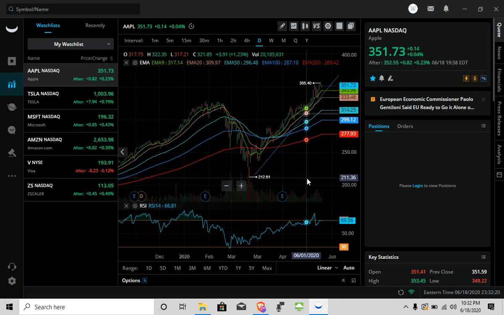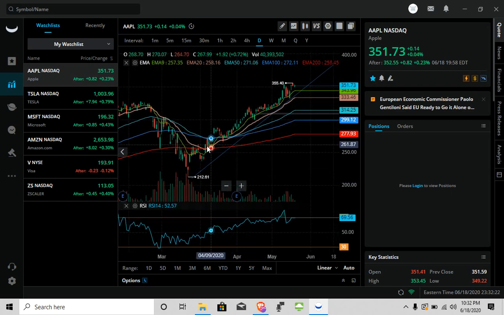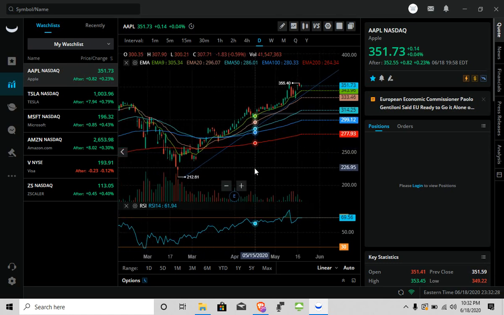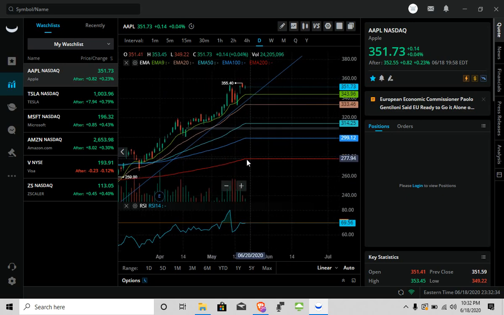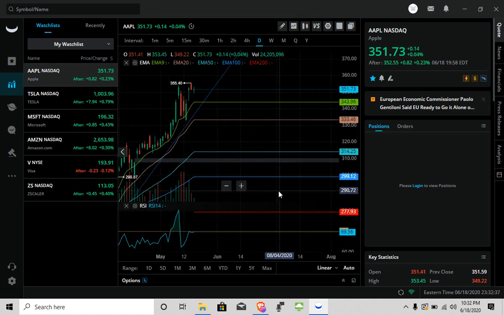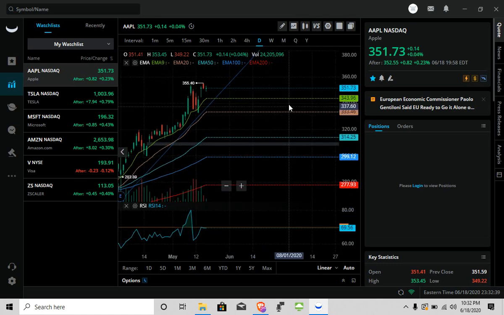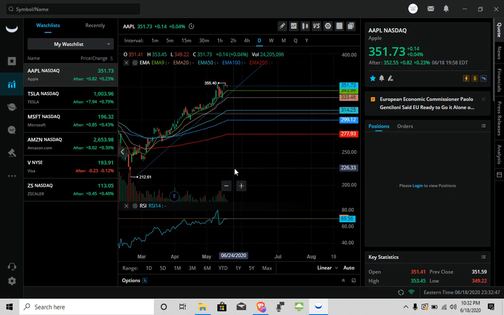So this shows you that basically Apple, again I'm just using this as an example, has been slowly trending along its 9-day exponential moving average. It hasn't really broken it, it's just following along that line. And what I also like here, and this is a new feature, I don't recall Webull doing this previously, is that it actually breaks down and highlights the price targets for the moving averages, which I think is a super cool feature.